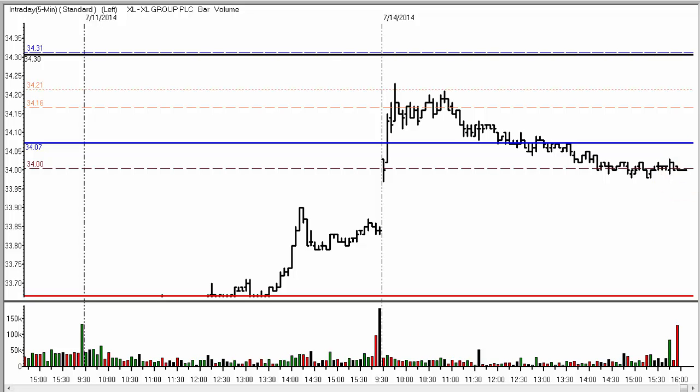So not a big money trade on this one by any stretch of the imagination, but a profit is a profit, and I'll take one wherever I can get it.